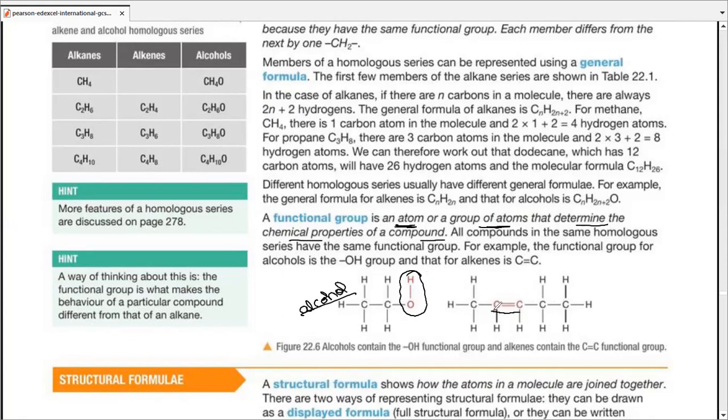Next on the list is this one, carbon-carbon double bond. If a carbon-carbon double bond is present in an entire structure, and if just one carbon-carbon double bond is present in an entire structure, it becomes an alkene.